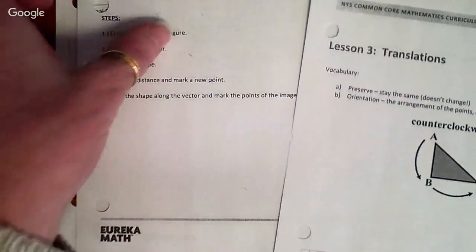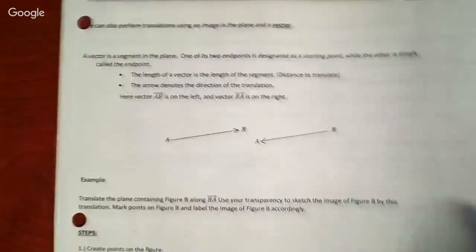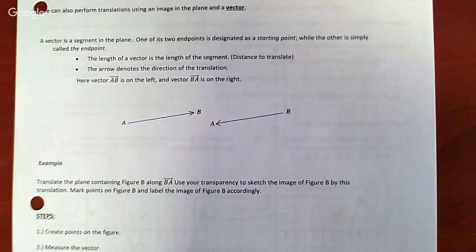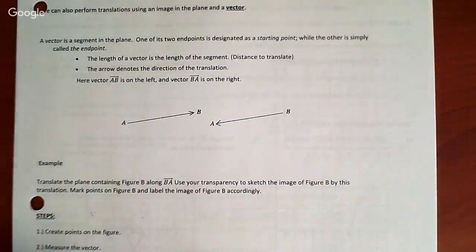Next is our vectors. I will be handing to you, or I have handed to you, a piece of transparency, which is what we'll be using, as well as your pencil to use these transparencies. So when you use these transparencies, this is what you will be doing.